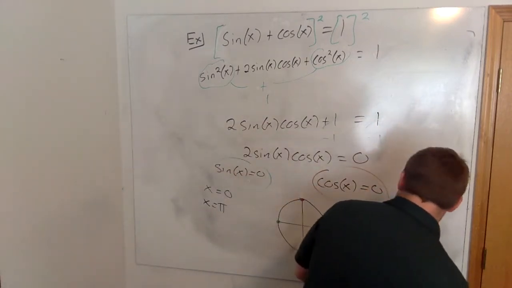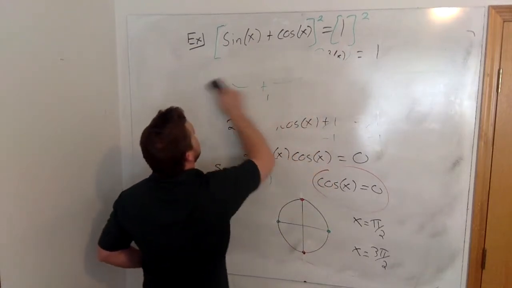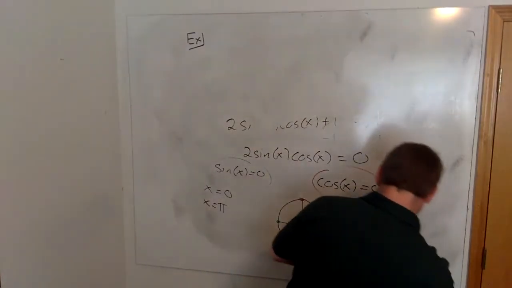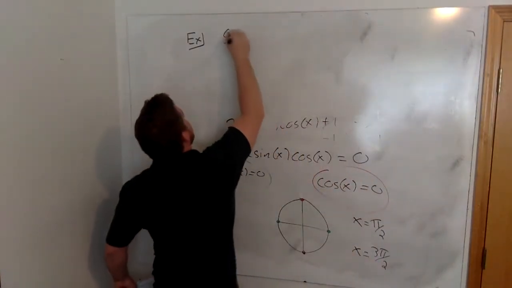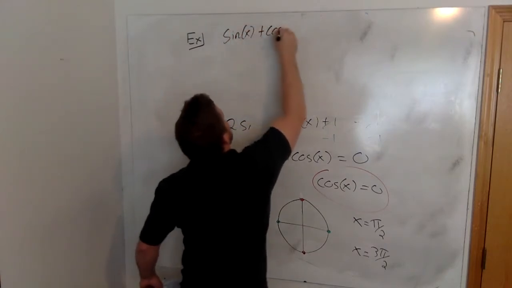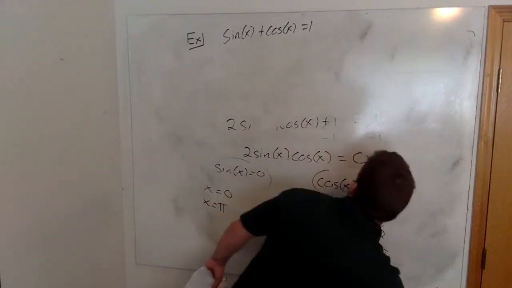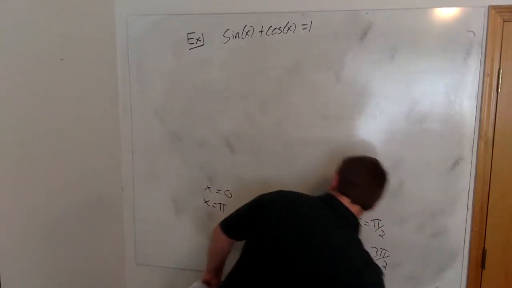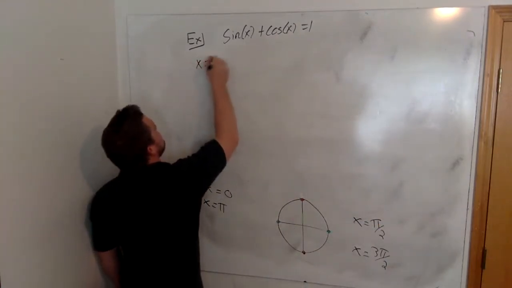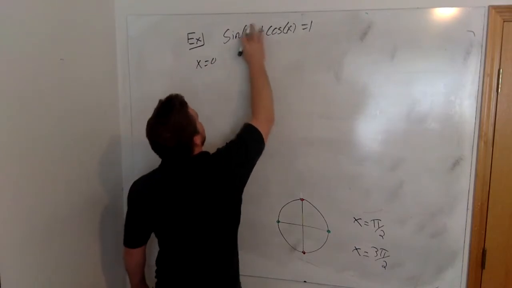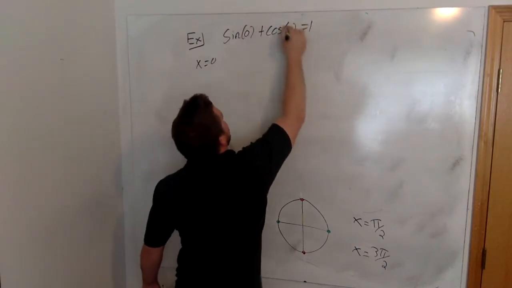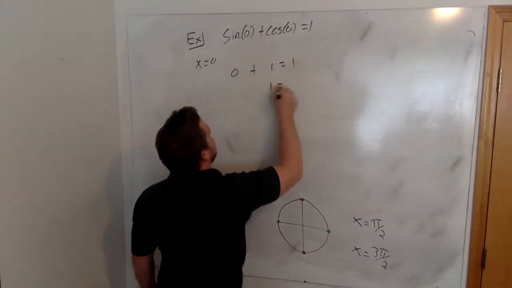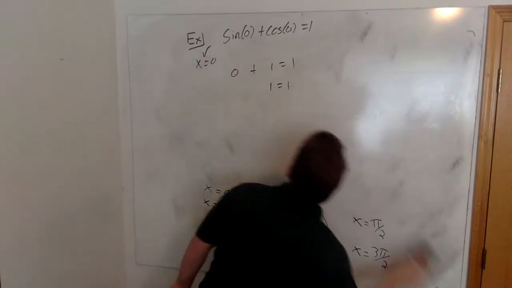So let's go ahead and do that. Sine of x plus cosine of x equal to 1. Okay. Let's check x equals 0. So if x equals 0, what if we plug in zeros in here? Well, sine of 0 is 0. Cosine of 0 is 1. So we get 1 equals 1. So this is a good solution. Sweet.